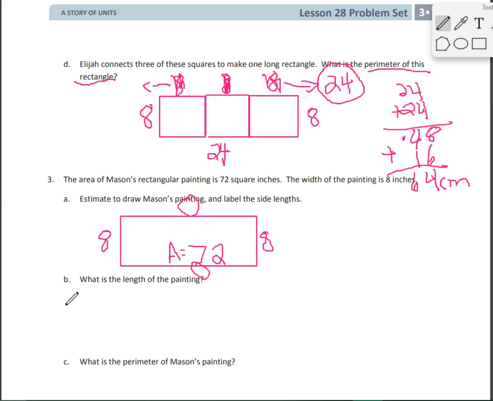So going back to our area formula, we know it's length times width. We've got our width, but we don't know what our length is. So area is some mystery length times 8, and that something times 8 gets us 72. So we have to think, how many times can we fit 8 inside 72? In order to find that missing side, I'm going to divide 72 by 8.